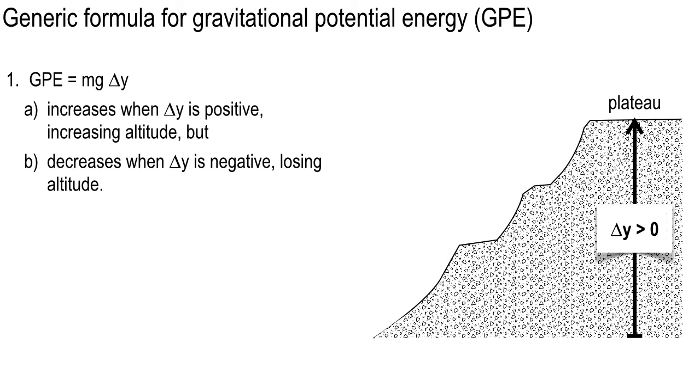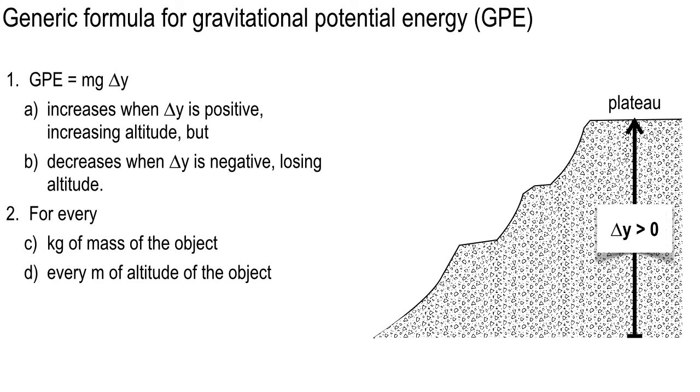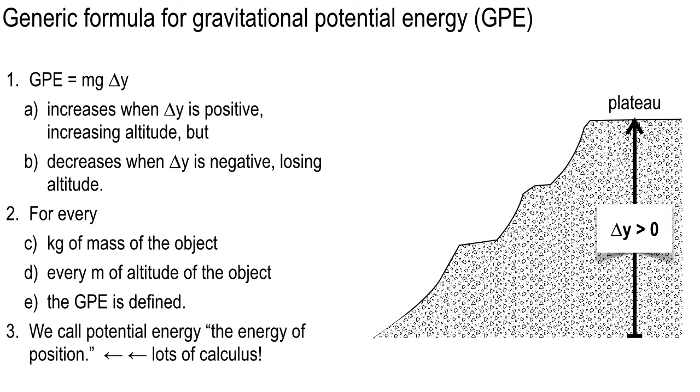So this quantity, potential energy, is the thing that we think of as being exchanged. Kinetic energy and potential energy are always in a state of exchange if something's in motion and accelerating. If it's accelerating, you're either translating potential energy into more kinetic energy or into less kinetic energy. So for every kilogram of mass of the object and for every meter of altitude of the object, the GPE is defined, and for this reason, we call potential energy the energy of position. There's an enormous amount of calculus behind that, which we won't go into, but this is one of the reasons why we call potential energy a very fruitful and productive concept.